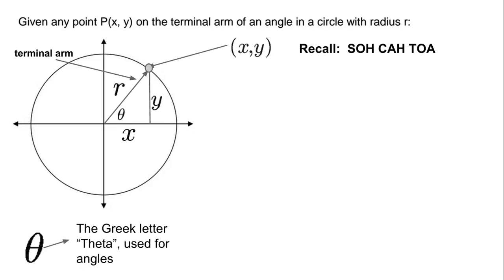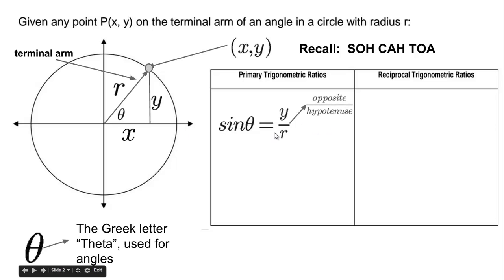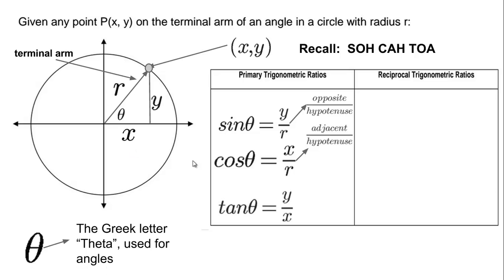Okay. So now, if we recall SOHCAHTOA, we have the primary formulas for the primary trig ratios, which are sine, cos, and tan. If we go from that angle and do opposite over hypotenuse, we get y over r. Similarly with cos, adjacent over hypotenuse, we get x over r, and tan we get y over x.